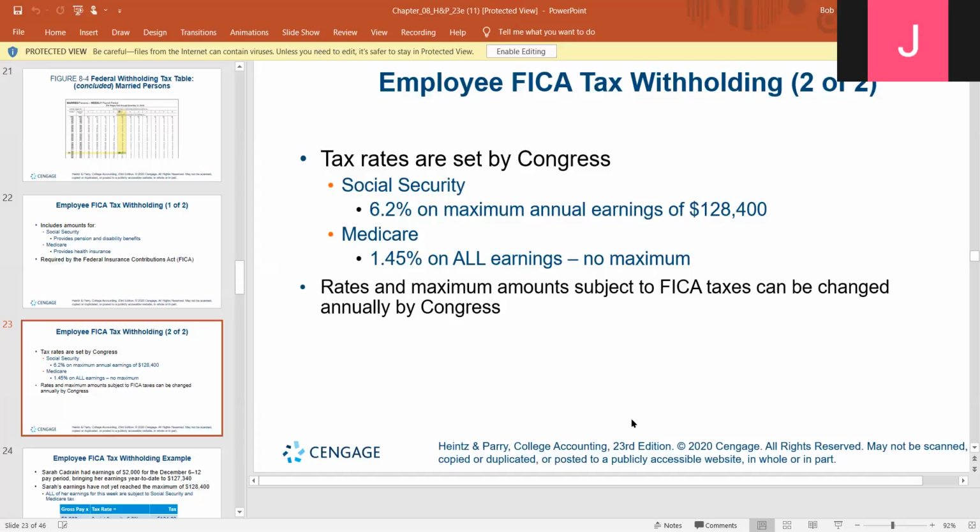Medicare is a flat tax. There's no limit. Everybody, no matter how much money they make, pays 1.45%. You add those two together, it comes to 7.65%. And anybody who goes out in the workforce at all, has anything to do with payroll, anything to do with budgeting, scheduling, is going to be familiar with the famous 7.65% deduction.